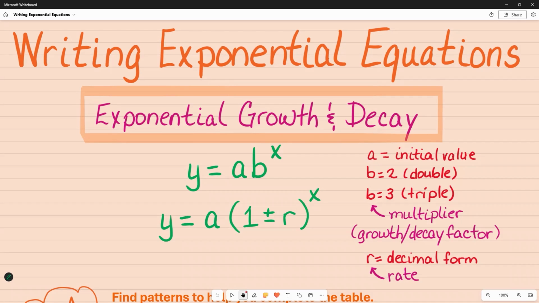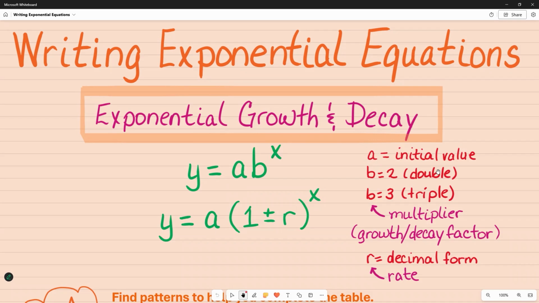Today I will discuss writing exponential equations. The two forms that I will focus on in this video are y equals a times b raised to the x power, and y equals a times the quantity 1 plus or minus r, raised to the x power. A is represented by the initial or starting value.